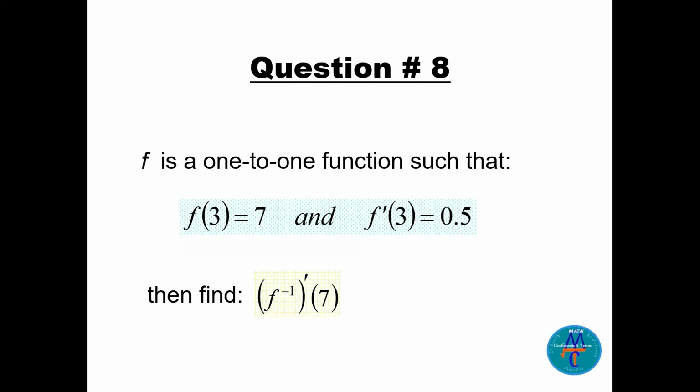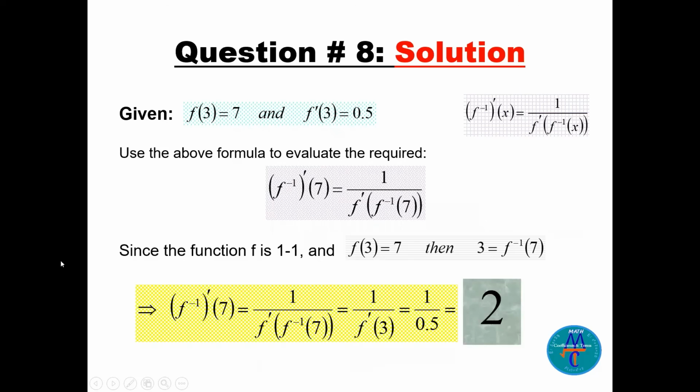Now, question number 8 is really easy, maybe 1 line, 2 lines. f is a one-to-one function such that f of 3 is equal to 7, and f prime of 3 is equal to 0.5. Let's find the derivative of f inverse at 7. So easy. By the definition, it will be 1 over f prime of f inverse of 7. We know f of 3 is equal to 7, given. Let's take the inverse on both sides. So 3 will be f inverse of 7.